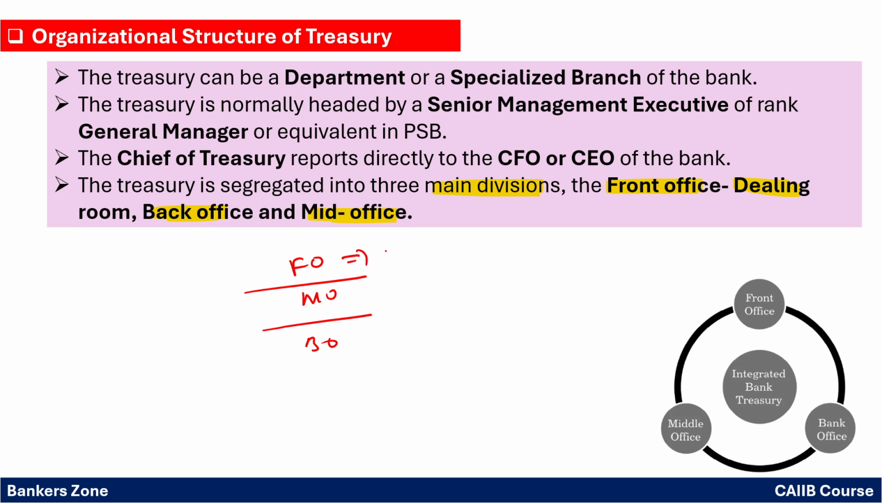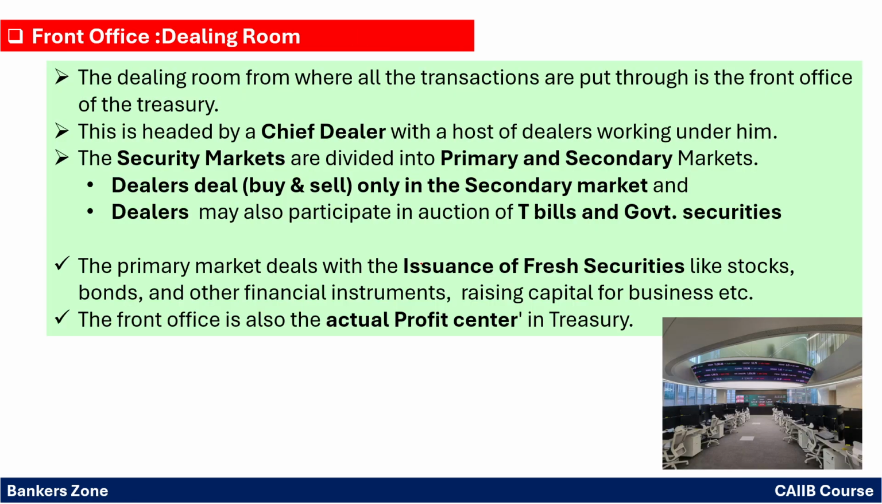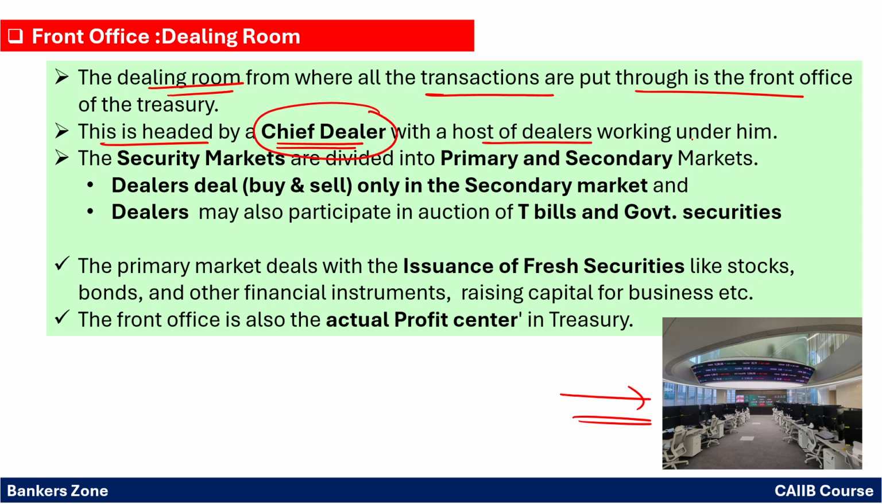Front office is also called the dealing room because all the deals happen in the front office only. Okay, now see one by one. What is the front office? What is the dealing room? You can check out the image here and refer to it for your understanding. The dealing room, from where all the transactions are put through, is the front office of the treasury. So from where all the transactions are happening, simply through the dealing room all the transactions are happening. It is headed by the chief dealer. Every dealing room will have one chief dealer who will be the boss of all the dealers working under him.